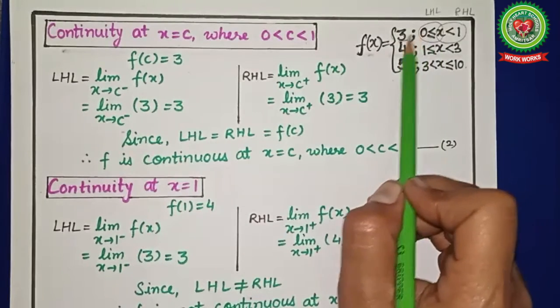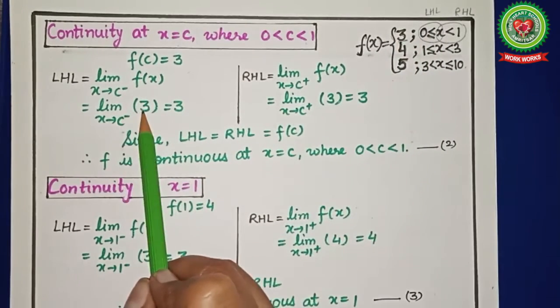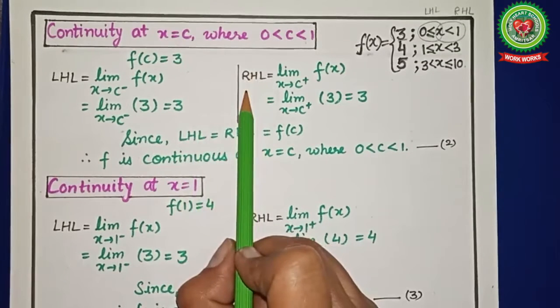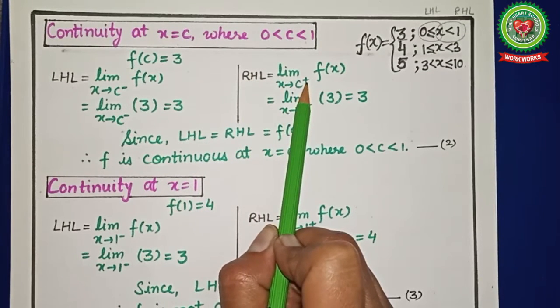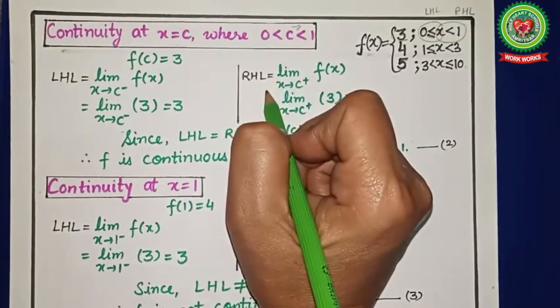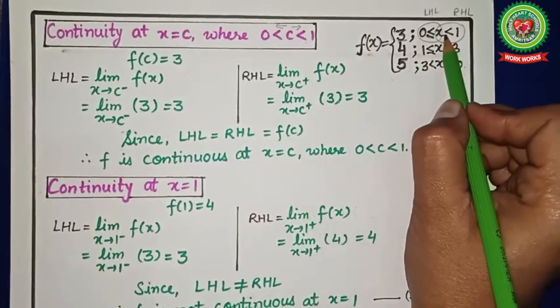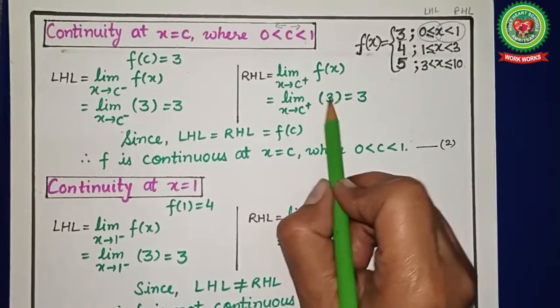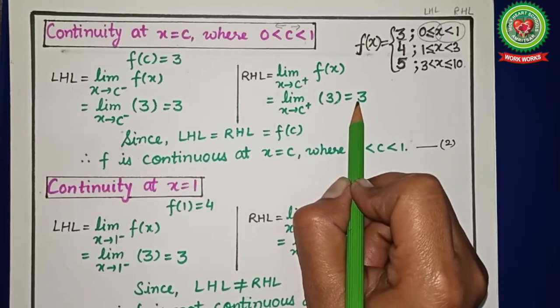For the left hand limit we have the value 3. So the answer is 3. Similarly, for the right hand limit, when x approaches c positive, it means the value is greater than c. In this case also, the value is again 3. So the right hand limit is equal to 3.